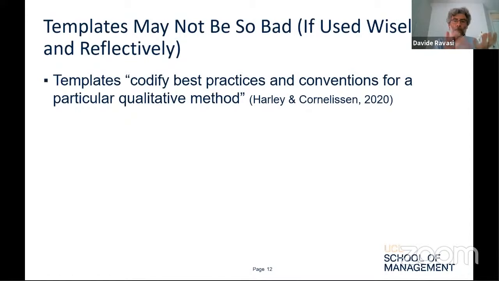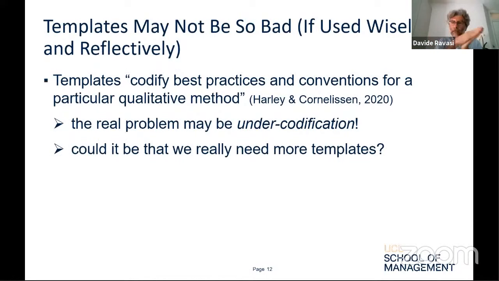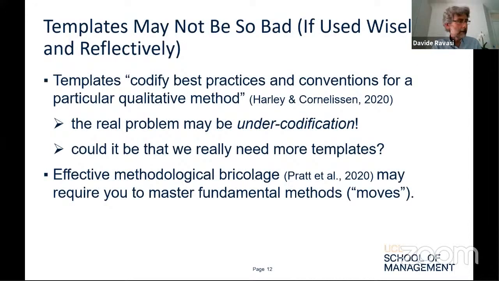It's an attempt to establish in a relatively normative and practical way what you should do in order to apply that method properly. The real problem then may not be that we have templates, but that these templates are not explained enough. There's an under-codification. It's not that the templates are rigid, but that the templates are not detailed enough for us to understand really how you're supposed to use them. And it's not that we have too many templates. Maybe we need more templates done well and used well.